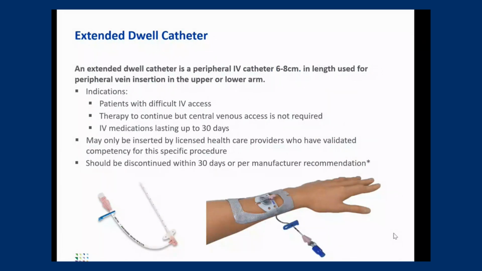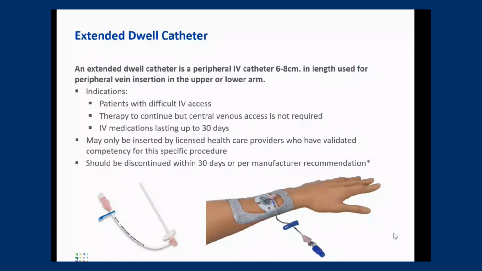This is an extended dwell catheter, so some of you might see these. We call them arrows, that's our carrier. So basically an extended dwell catheter is a peripheral IV. It's between 6 to 8 centimeters, and we put them in the lower or the upper arm.